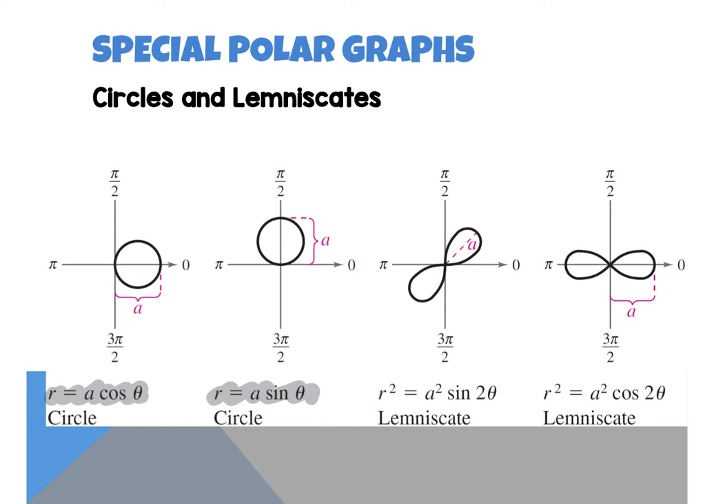And I would know the symmetry based on the trig function. If it's cosine, then it's symmetric to the polar axis. So it's either going to be on the right or the left if it was a negative on the front. If it's sine, then it's going to be symmetric to the pi over 2 line. So it's going to be above or below, again, depending on the sign on the front. That value on the front is your diameter. So that's the furthest, the biggest r you're going to get when you plug values in.